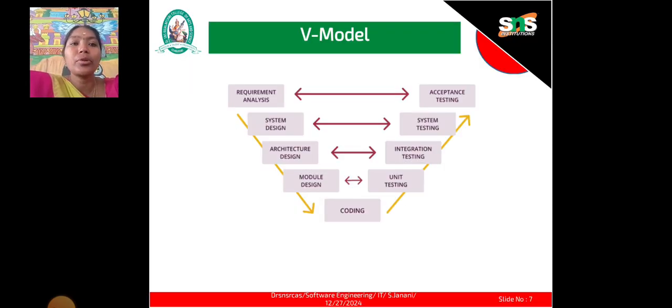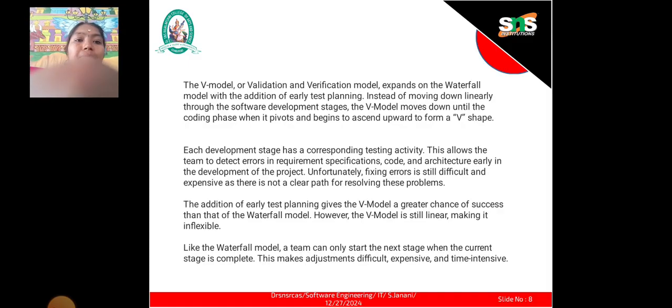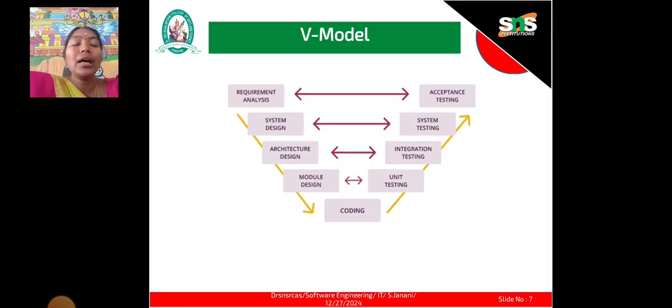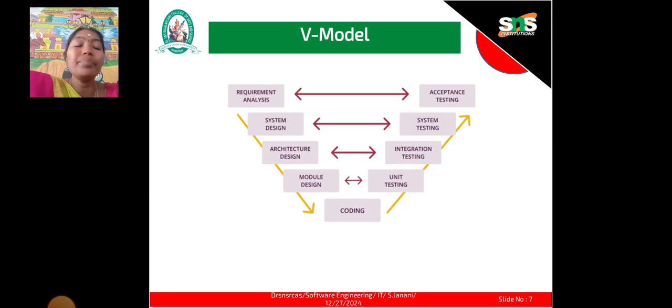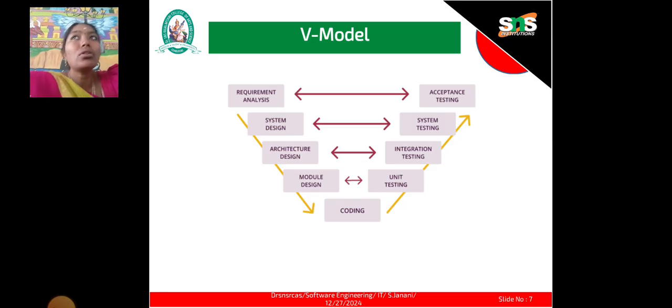Next, we're going to see about the V model. It is represented as a V shape. First, at the same time, requirement analysis and acceptance testing, system design and system testing, architecture design and integration testing, module design, unit testing and coding. So at the same time the testing will be conducted. This will happen in a larger cycle.